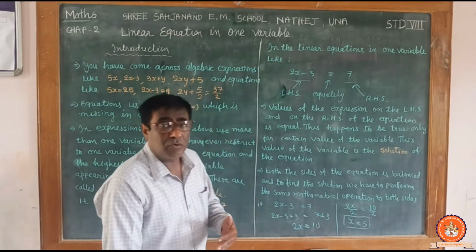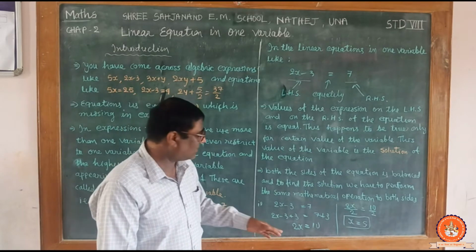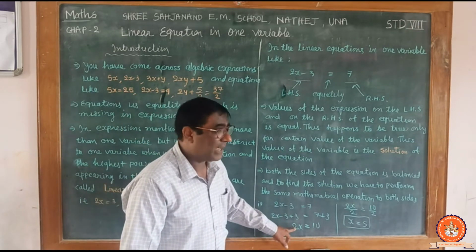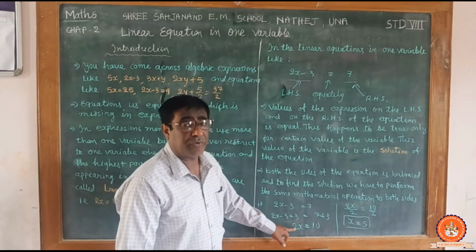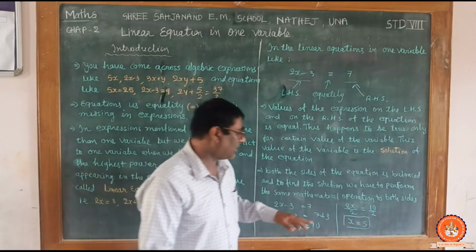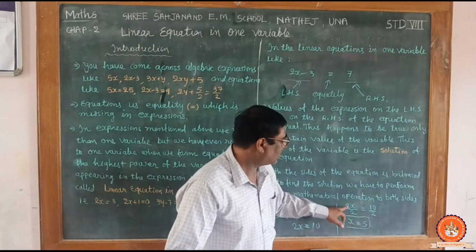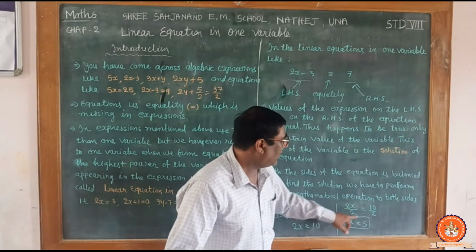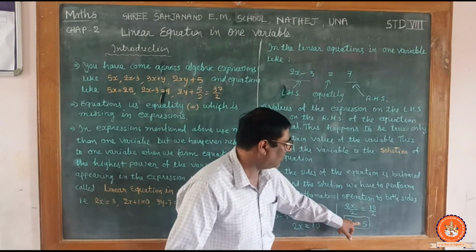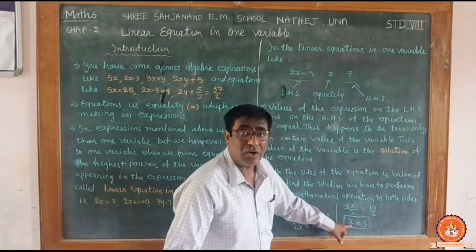Now we want to remove 2, which is a multiple of x. So to remove 2, we have to divide by 2 on both the sides. So 2x divided by 2, 10 divided by 2. So 2 cancels, x is here, and 5 here. So this is the solution of the equation.